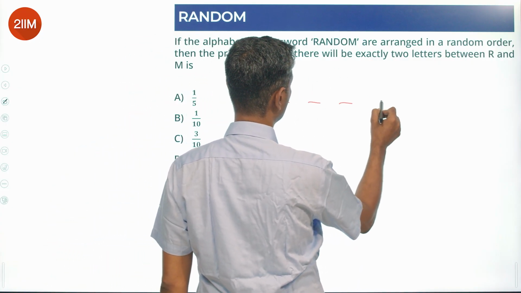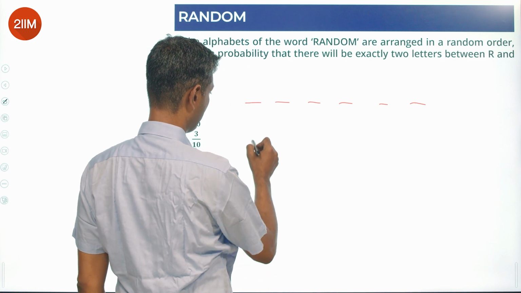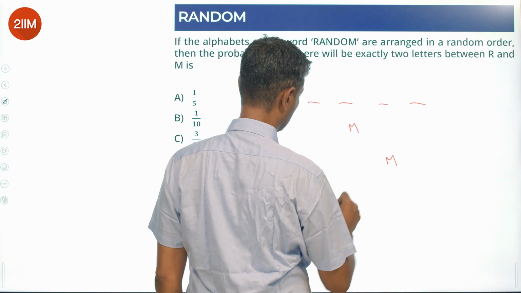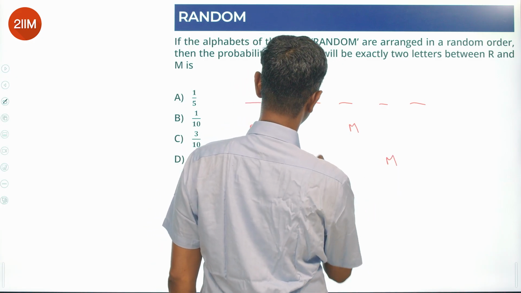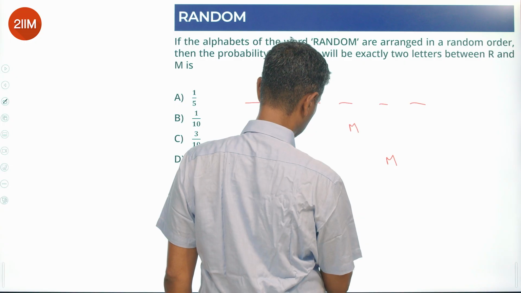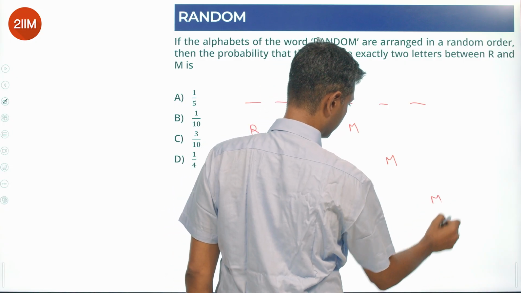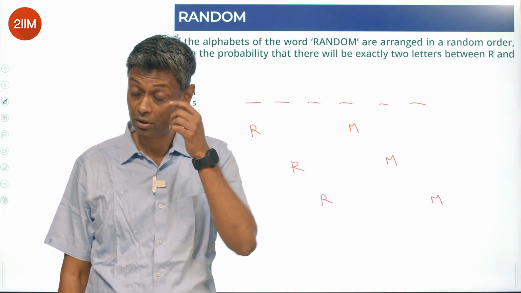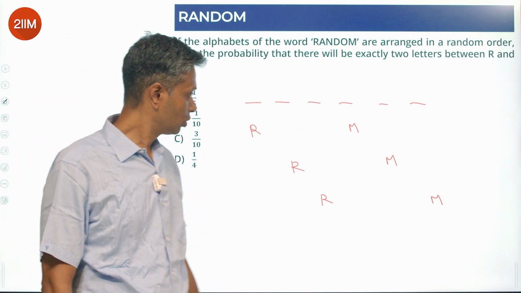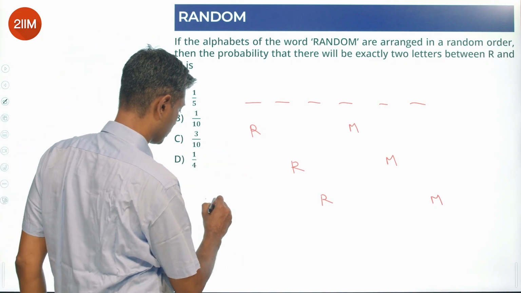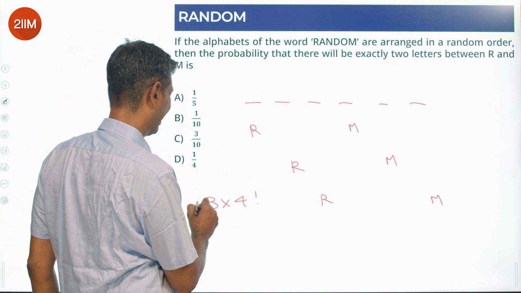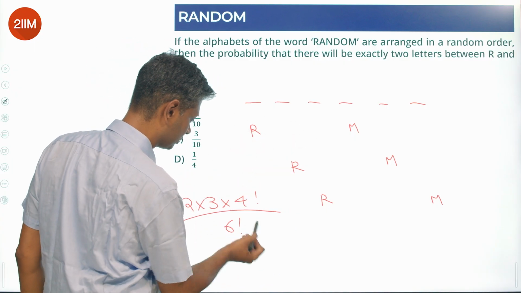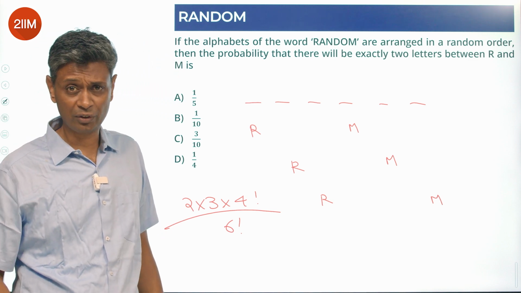1, 2, 3, 4, 5, 6. So R and M could be here and here, here and here: 1 and 4, 2 and 5, 3 and 6. And once they are here, there are 4 factorial ways of arranging the remaining letters. So 3 combinations into 4 factorial into 2, because it will be R and M, M and R, divided by 6 factorial. 6 factorial is the total number of ways of rearranging.